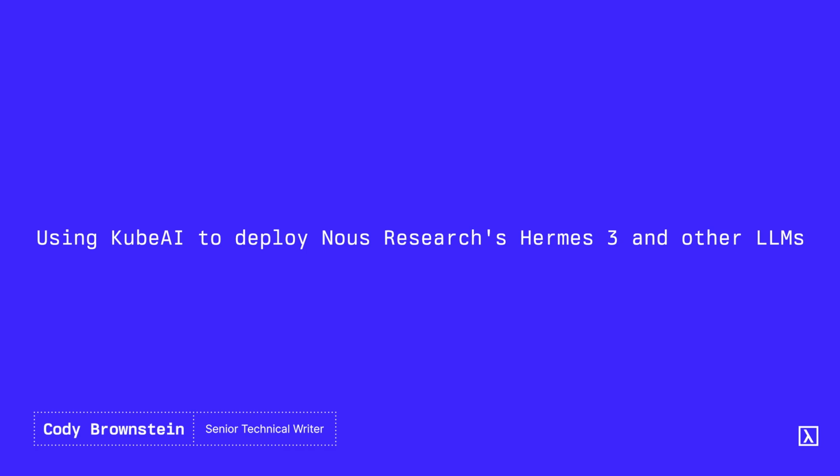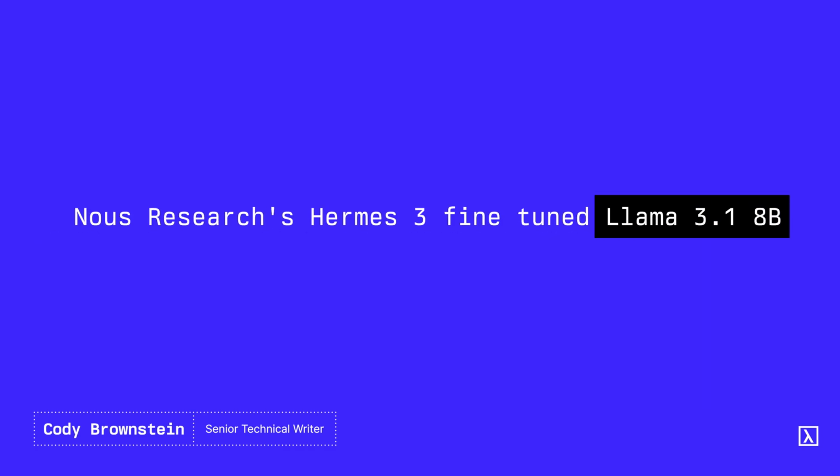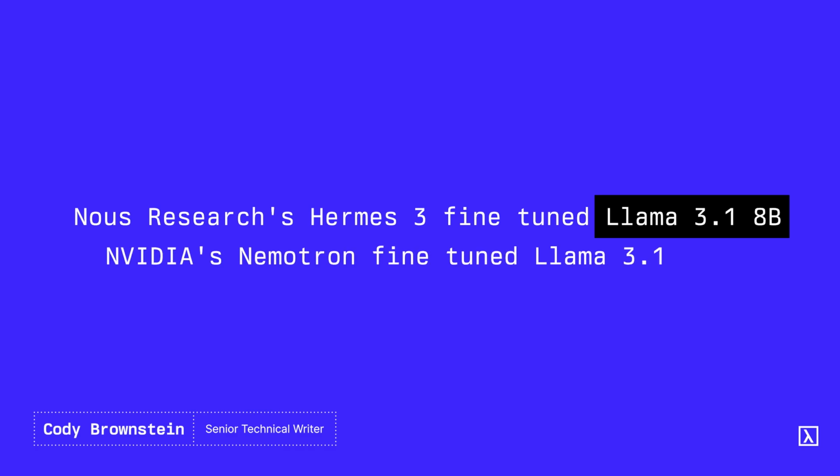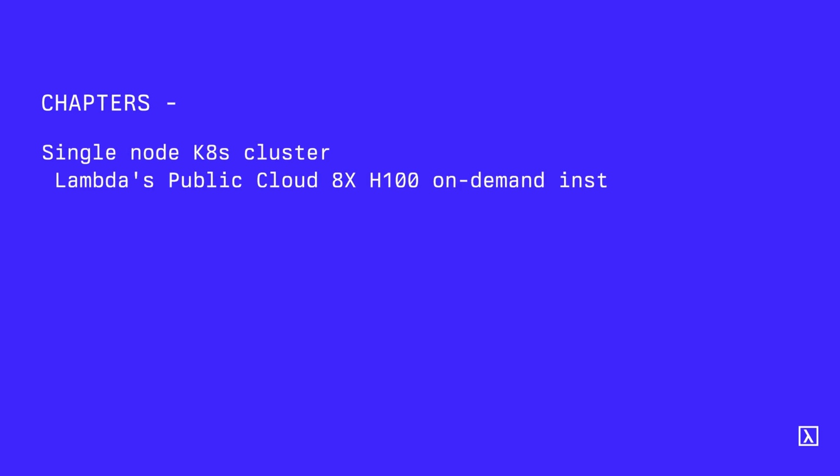Today, we're going to cover using KubeAI to deploy Nous Research's Hermes 3 and other LLMs. Specifically, in this tutorial, we'll be using Nous Research's Hermes 3 fine-tuned Llama 3.1 8B model, as well as NVIDIA's Nemotron fine-tuned Llama 3.1 70B model. In this tutorial, we will stand up a single node Kubernetes cluster on a Lambda public cloud 8x H100 on-demand instance.